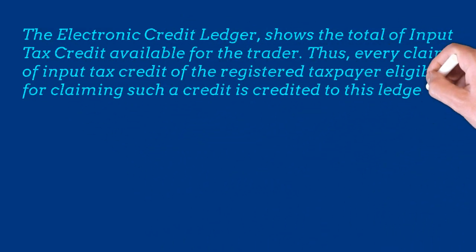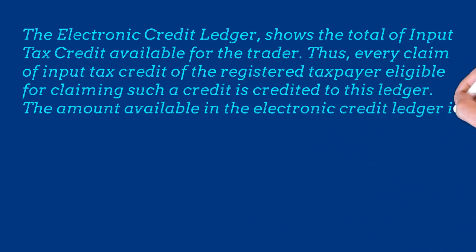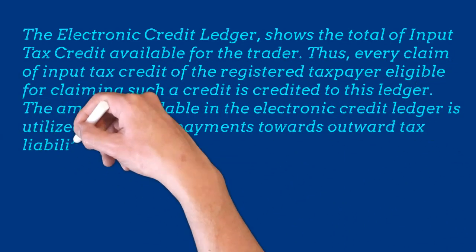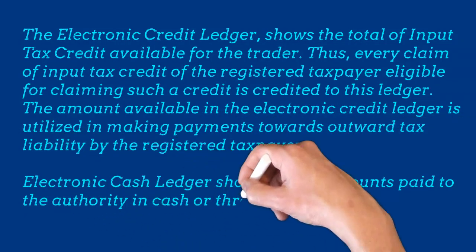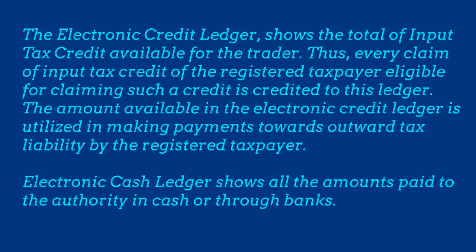The electronic credit ledger shows the total of input tax credit available for the trader. Thus, every claim of input tax credit of the registered taxpayer eligible for claiming such credit is credited to this ledger. The amount available in the electronic credit ledger is utilized in making payments towards the outward tax liability of the registered taxpayer. Electronic cash ledger shows all the amounts paid to the authorities in cash or through bank.